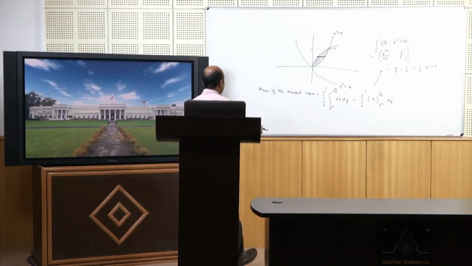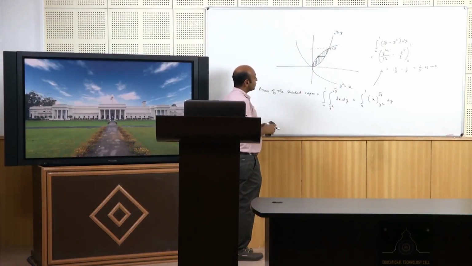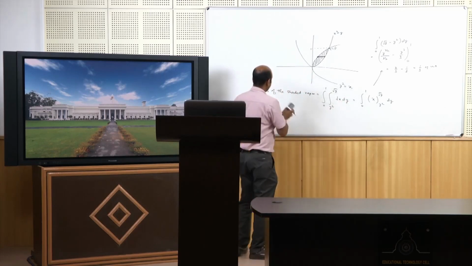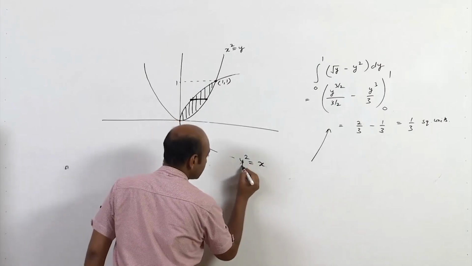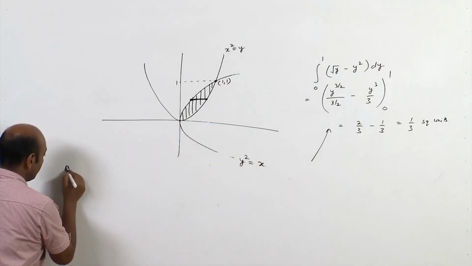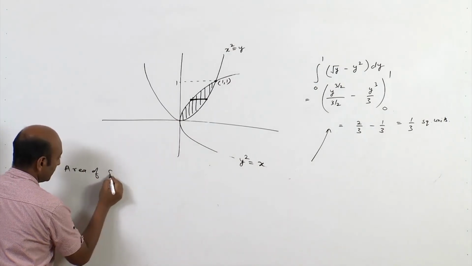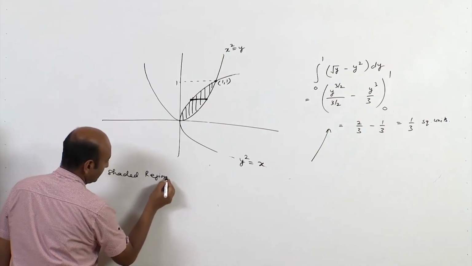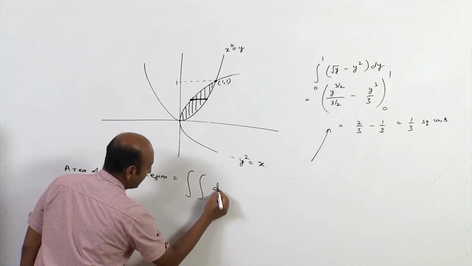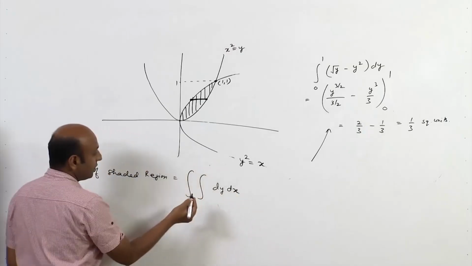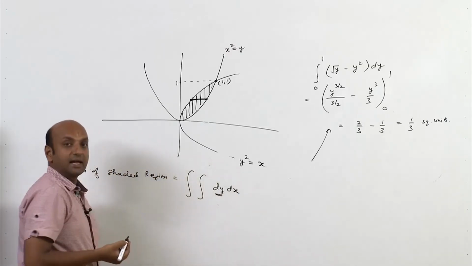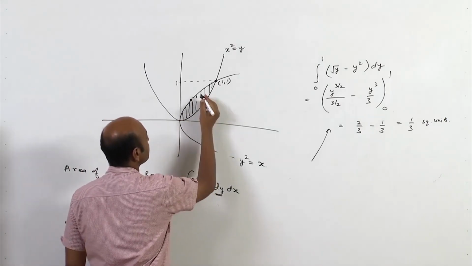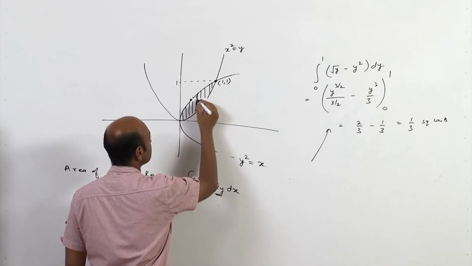Now this area can also be found if instead of taking dx dy, we take dy dx. Suppose we take dy dx. So area of the shaded region is equal to double integral. Now if you are taking dy first, take a strip parallel to y axis. So instead of taking a strip parallel to x axis, take a strip parallel to y axis.